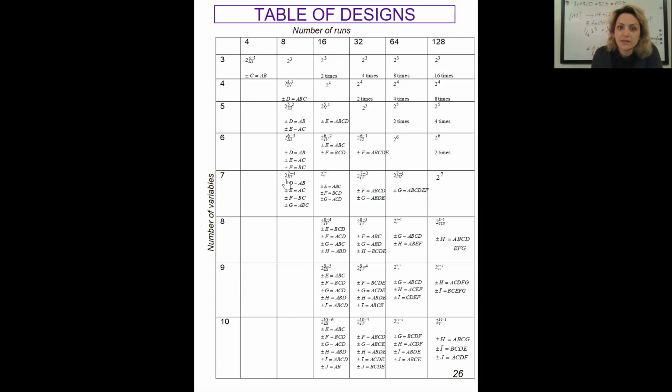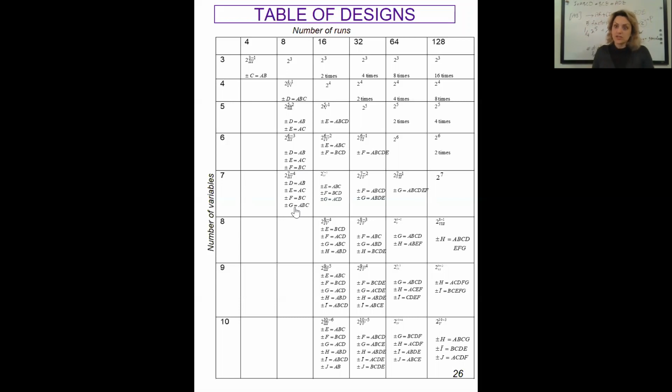So here we have 2 to the power 7 as my full factorial, right? And because we just have 8 runs, it would be minus 4. So in fact, in the denominator, we have 2 to the power 4, and that's my fraction. And then this 3 is going to be my resolution. And here we have D is equal to AB, E is equal to AC, F is equal to BC, and G is equal to ABC. So these are my design generators.